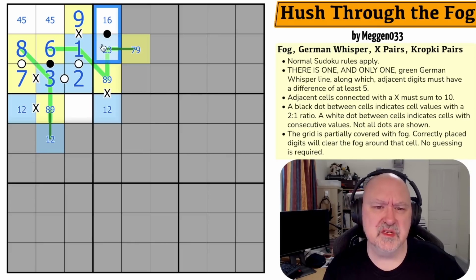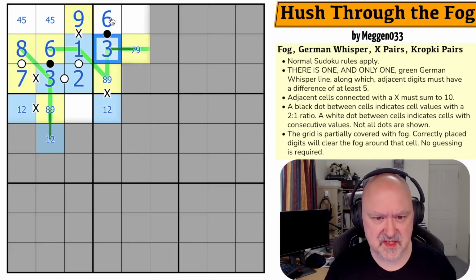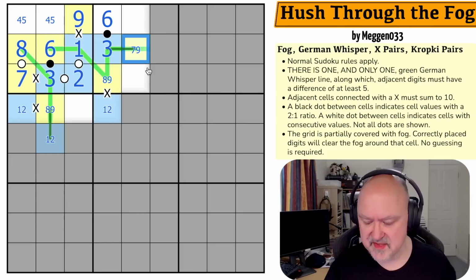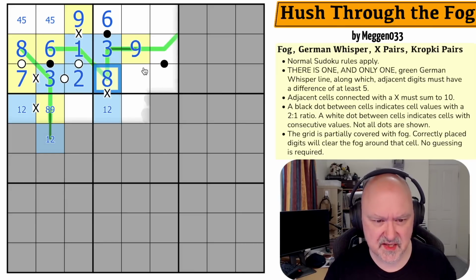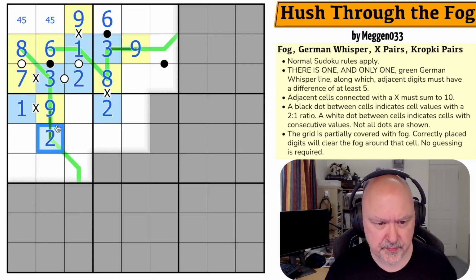Oh, this can't be 1, 2. If this is a 1, that's a 2 and that's broken. This is 6 and this is 3, which means this can't be a 7. That's a 9. That's an 8. The 8 makes that the 2, which makes that the 1, which makes that the 9. That makes that the 2.